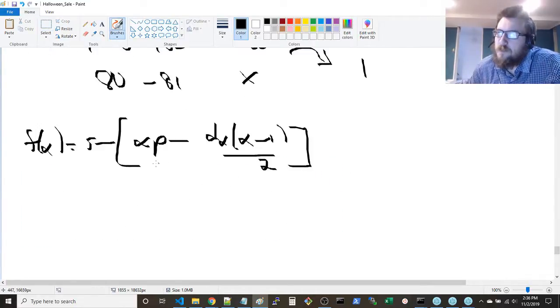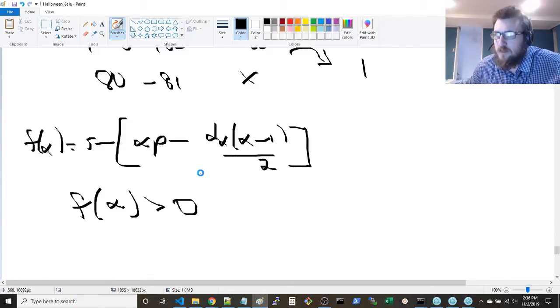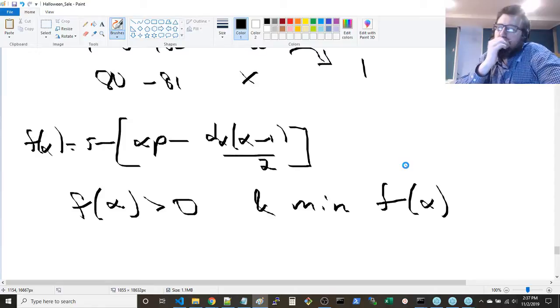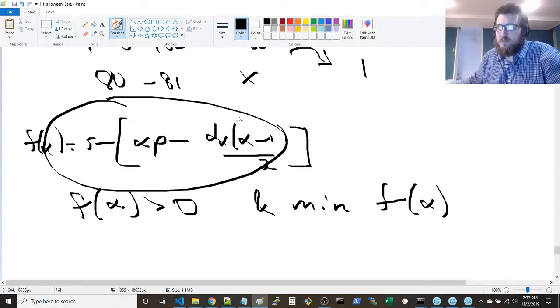Because what we want is F alpha to be greater than 0, and minimize F of alpha, right? So we can minimize this. Yeah, I think that's the problem, is that this can be minimized, this function.